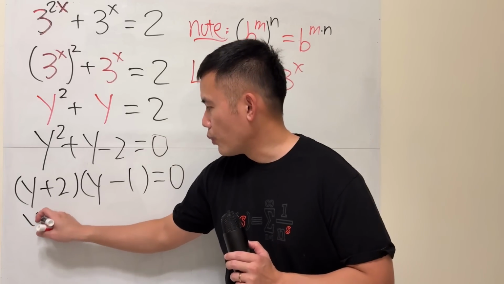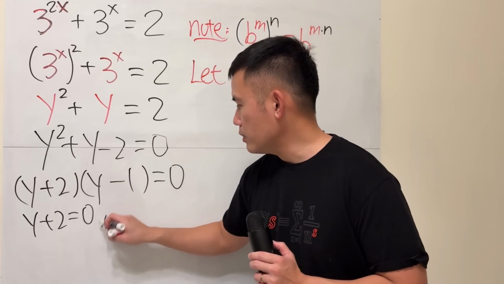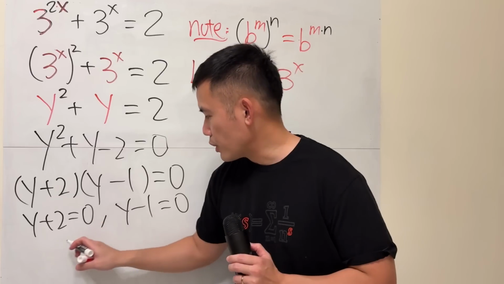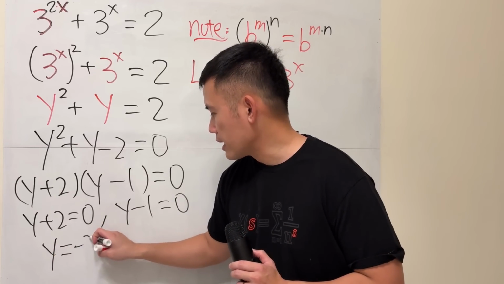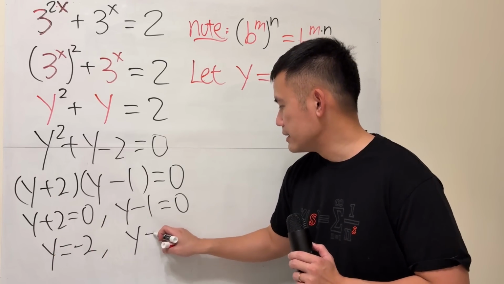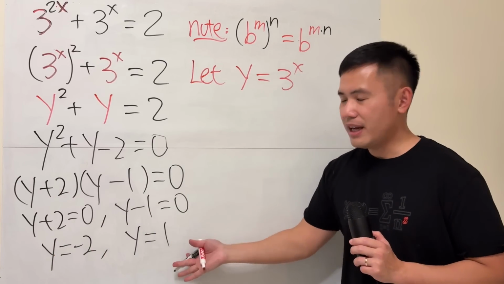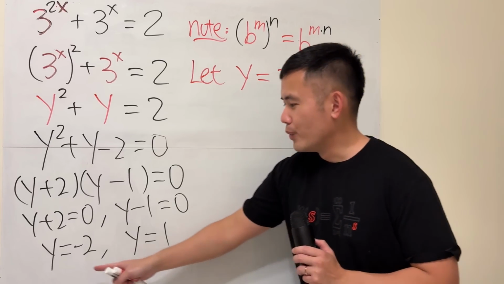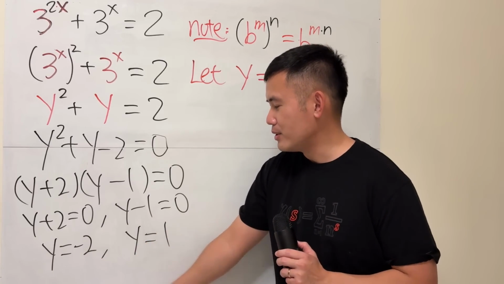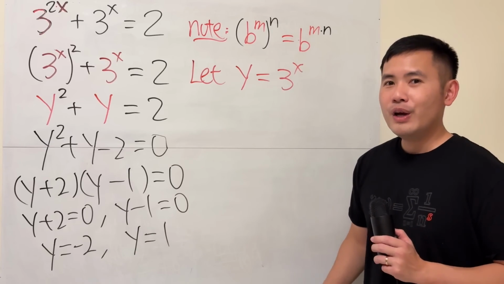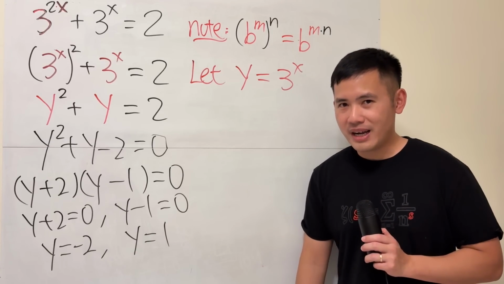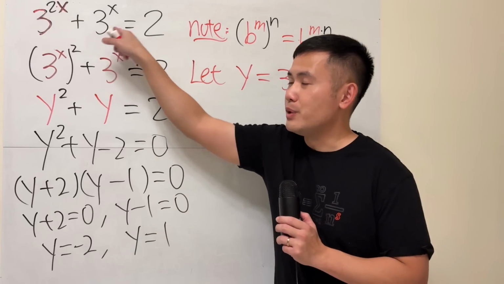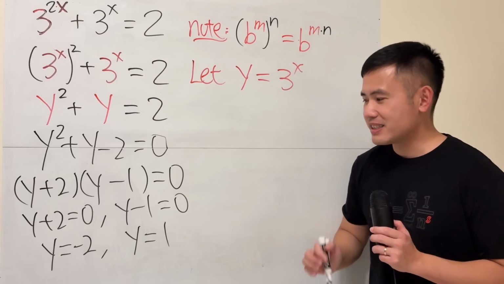So from here we know y plus 2 is equal to 0. And from here we know y minus 1 is equal to 0. So subtract 2 from both sides, y is equal to negative 2. And the other one, y is equal to 1. Done. No, not yet. Why? Because right here we're saying y is equal to negative 2 and y is equal to 1. We don't want to end up with y. Our equation is asking to solve for x to make this equation true. So we have to get the x.